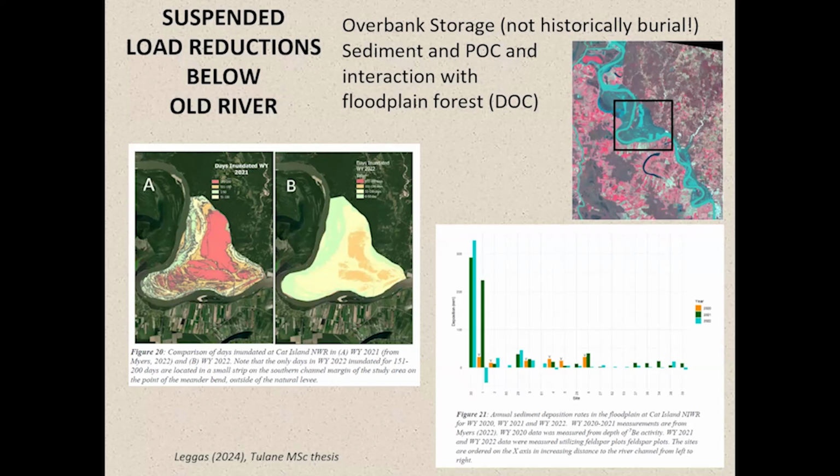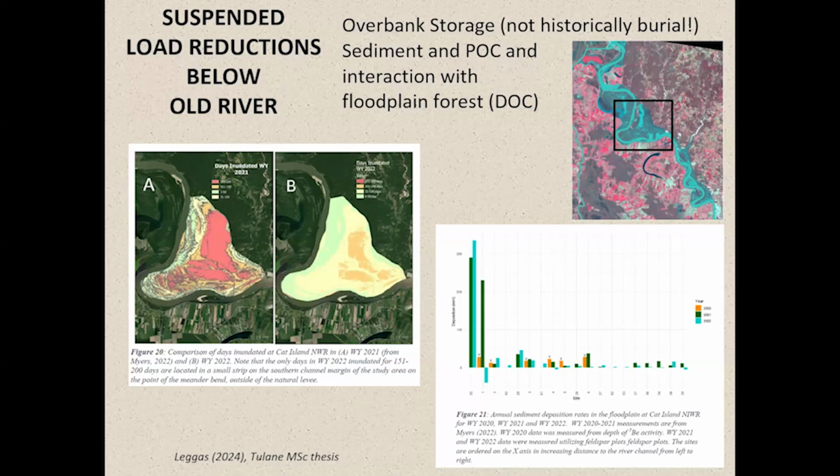This is Cat Island National Wildlife Refuge, by the way, home of the world's largest cypress tree, if you ever get a chance to visit. And anyway, this is sort of in a big flood year, how much inundation occurs on a day perspective in a low flood year. You can see this bend in the river is still enormously active in terms of overbank flooding. And this results in a massive amount of sedimentation in the system, floodplain sedimentation.